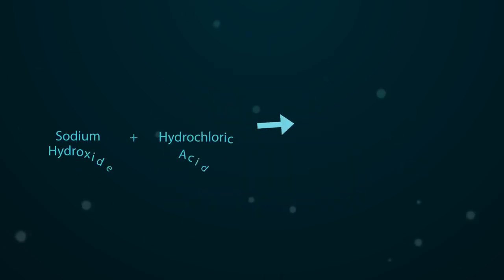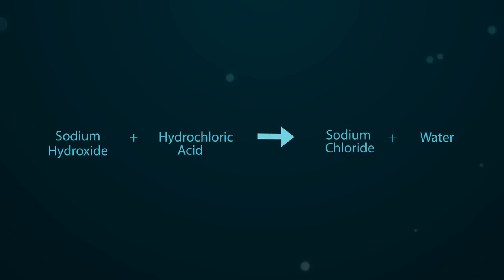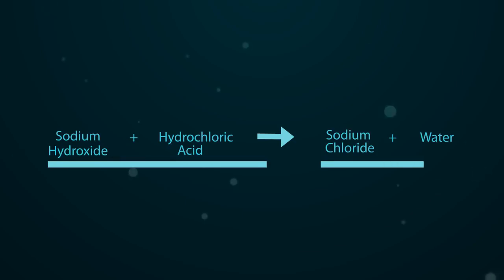Let's look at a word equation. This is a way of summarising a chemical reaction. For example, the neutralization of hydrochloric acid with sodium hydroxide. We would write sodium hydroxide plus hydrochloric acid, then the arrow, sodium chloride plus water.